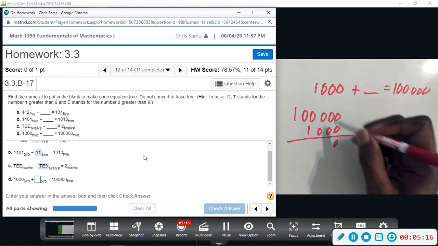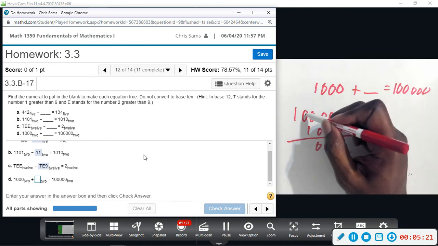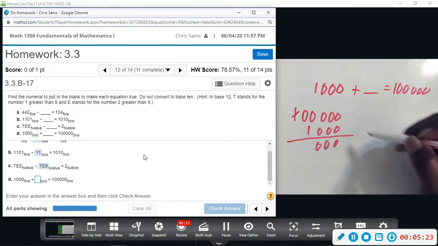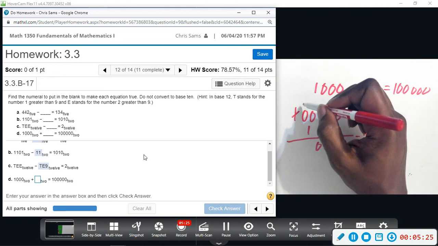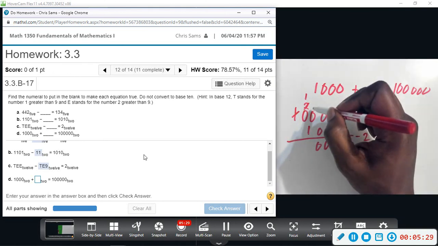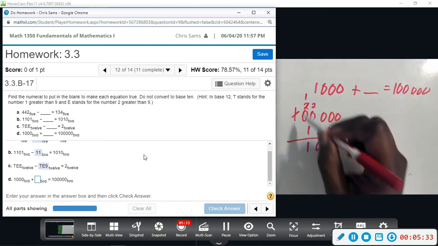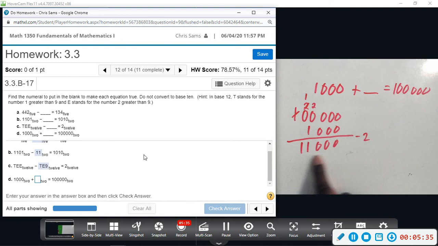So zeros, 0, 0. We have nothing here, so we need to borrow. Now this is base 2, so I'm going to borrow. This becomes a 2. Borrow. This is 1 now, and this becomes a 2. So 2 minus 1 is 1. Bring down my 1. So we end up with 11,000 in base 2.